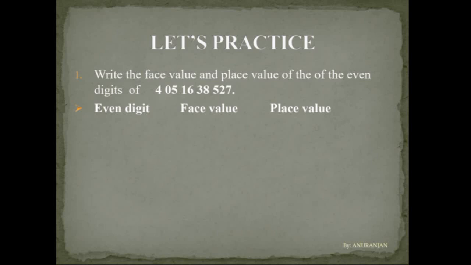Now place value you know how to find. Now 4 is in which place? In the Arab's place. So 4 multiplied by 1 Arab will give you 4 Arab. Isn't it? You can write the place value in words as well in a bracket. Then the next even number we have is 0. So what will the face value of 0 be? 0. And the place value also will be 0.